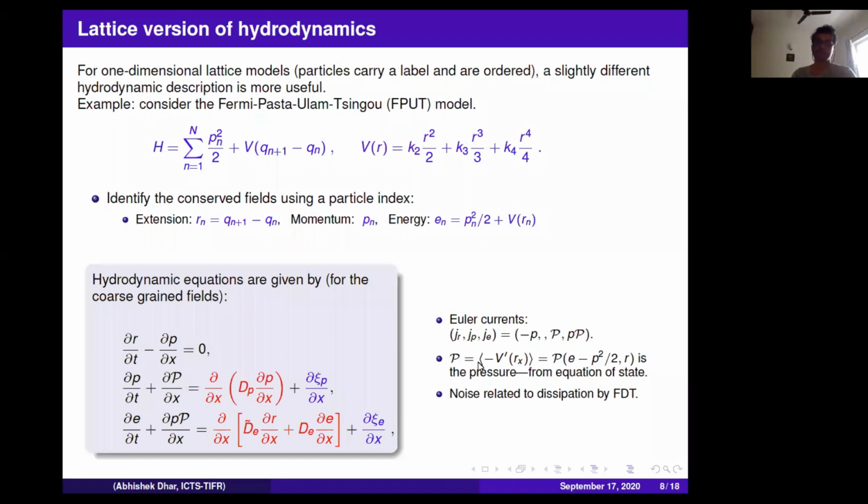There's a question in the chat box also by Sujit, and he's asking, what is the form of chi here? What kind of noise are they? Okay, so the noise is a function of x and t, and it's delta correlated in both space and time. And the noise correlation is related to the dissipation matrix, which involves this dp, de, and de tilde. I hope that answers. I'll just check if there are other questions.